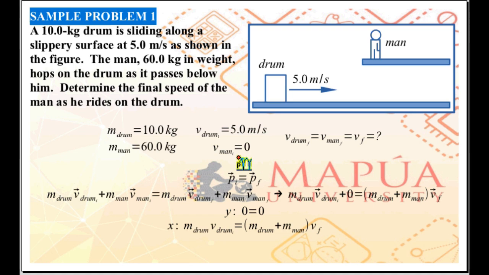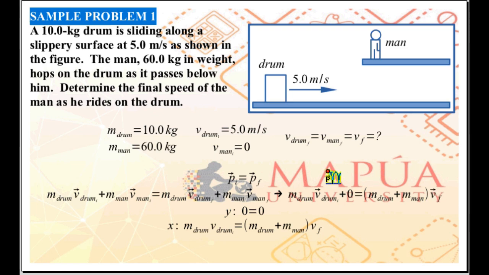Now, the initial speed of the man is 0. That means the initial velocity of the man, V man, is 0. And the man is riding the drum in the final case, so they have the same final speed. They have the same final velocity, Vf. So we can replace V drum final and V man final by Vf and factor out Vf. So this is our equation.